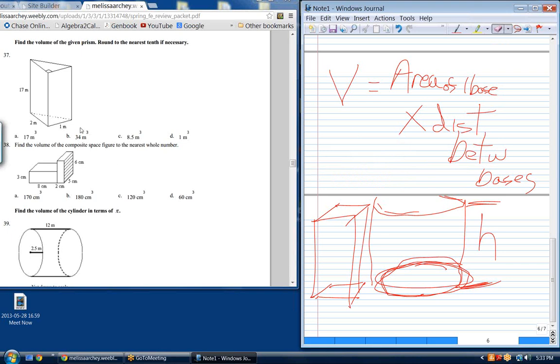Okay. So what's the area of the triangle? What's the distance between the two triangles? 17. A is your answer.